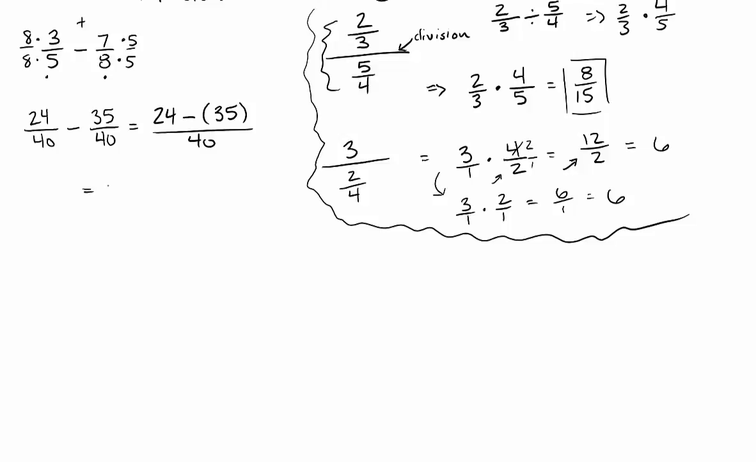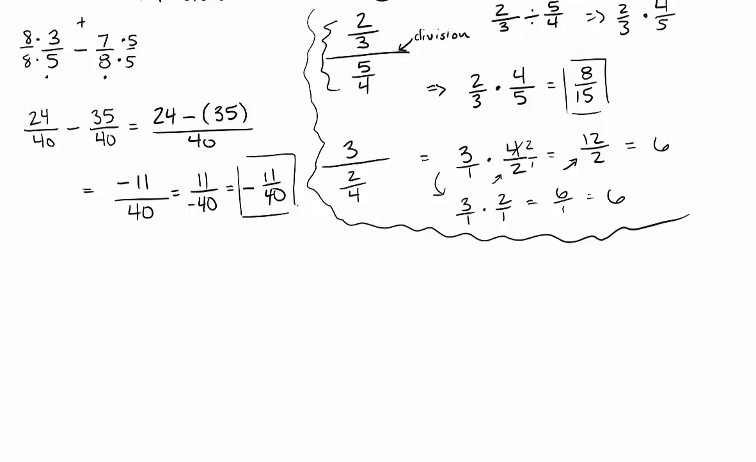24 minus, in parentheses, 35. 24 minus 35 would be negative 11 over 40. Since 11 is a prime number, we know it can't reduce. So negative 11 over 40 is our final answer. And just a quick note here, negative 11 over 40 is the exact same thing as 11 over negative 40. I can move that negative sign around. And that's the exact same thing as negative out in front, 11 over 40. And this last form is usually what you'll see. But those are all identical.